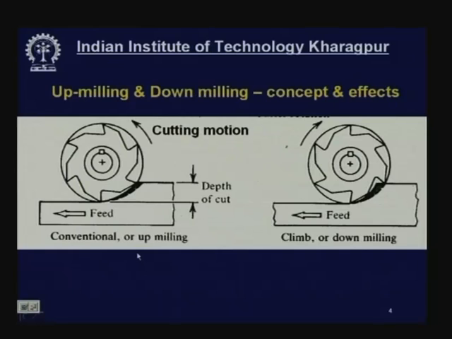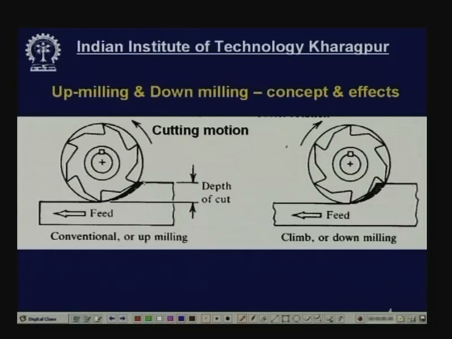Now, before we go into the milling machines, their classification etc., let us be familiar with two basic principles of milling. One is called up milling and one is called down milling. Now, this is the cross section of the milling cutter, a slab or plane milling cutter, which rotates in this direction, and this is the work piece. This will be moving in this direction and the cutter will rotate in the opposite direction, and this will remove the material.